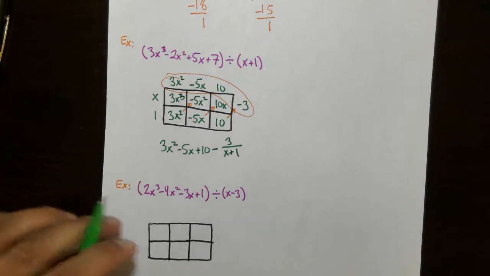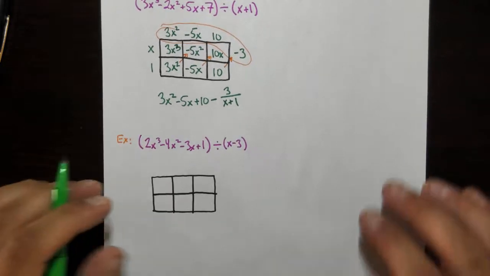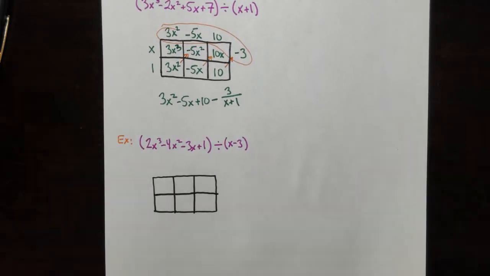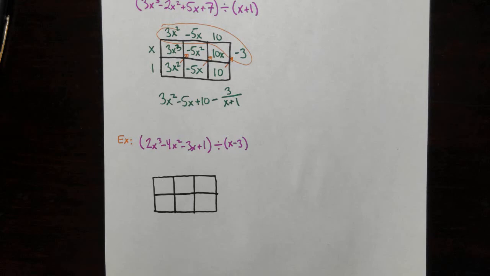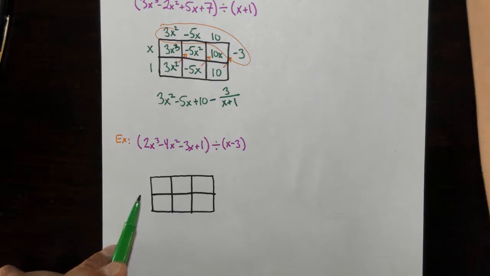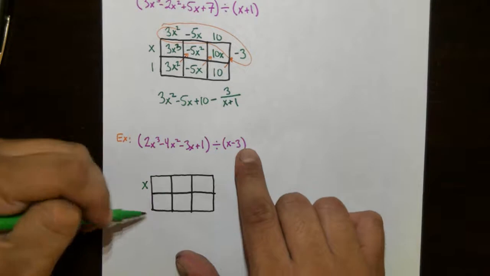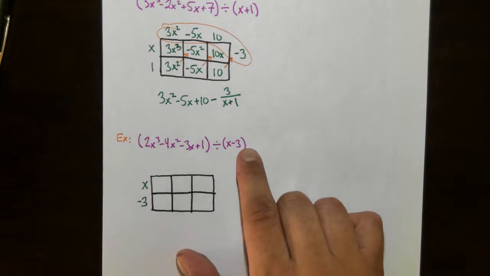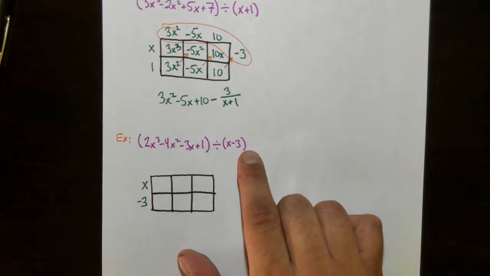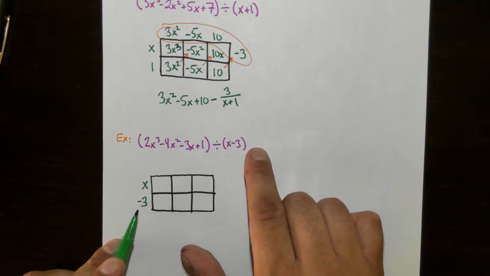So let's go over a couple more. We'll go over 2 more, just so we can get a good base for this. All right. So again, first step, whatever we're dividing by, we're going to put it here on the left. So x, and this is a minus 3, so we're going to want to make sure to put negative 3 here. Okay? So if there's a minus, just make sure you put the minus there. You have to show it.